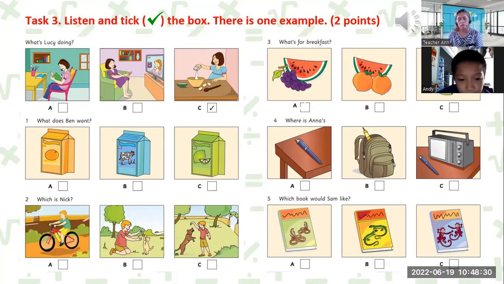Can you see the tick? Now you listen and tick the box. Okay, number one. Listen, number one.